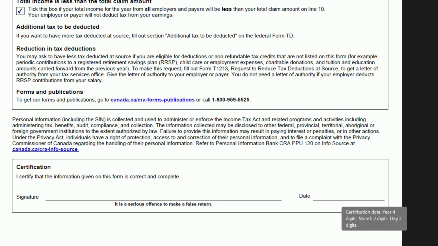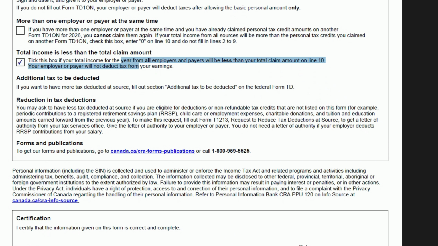Let me come down. If it is not the case, you can uncheck the box and then total income is less than the total claim amount. You will tick this box if your total income from all the employers and payers will be less than the total claim amount on line 10. Whatever the number is on line 10, if your income is going to be less than that, in that case, again, you will check this box. Once this is done, you will sign this certification and put a date and this form is complete.